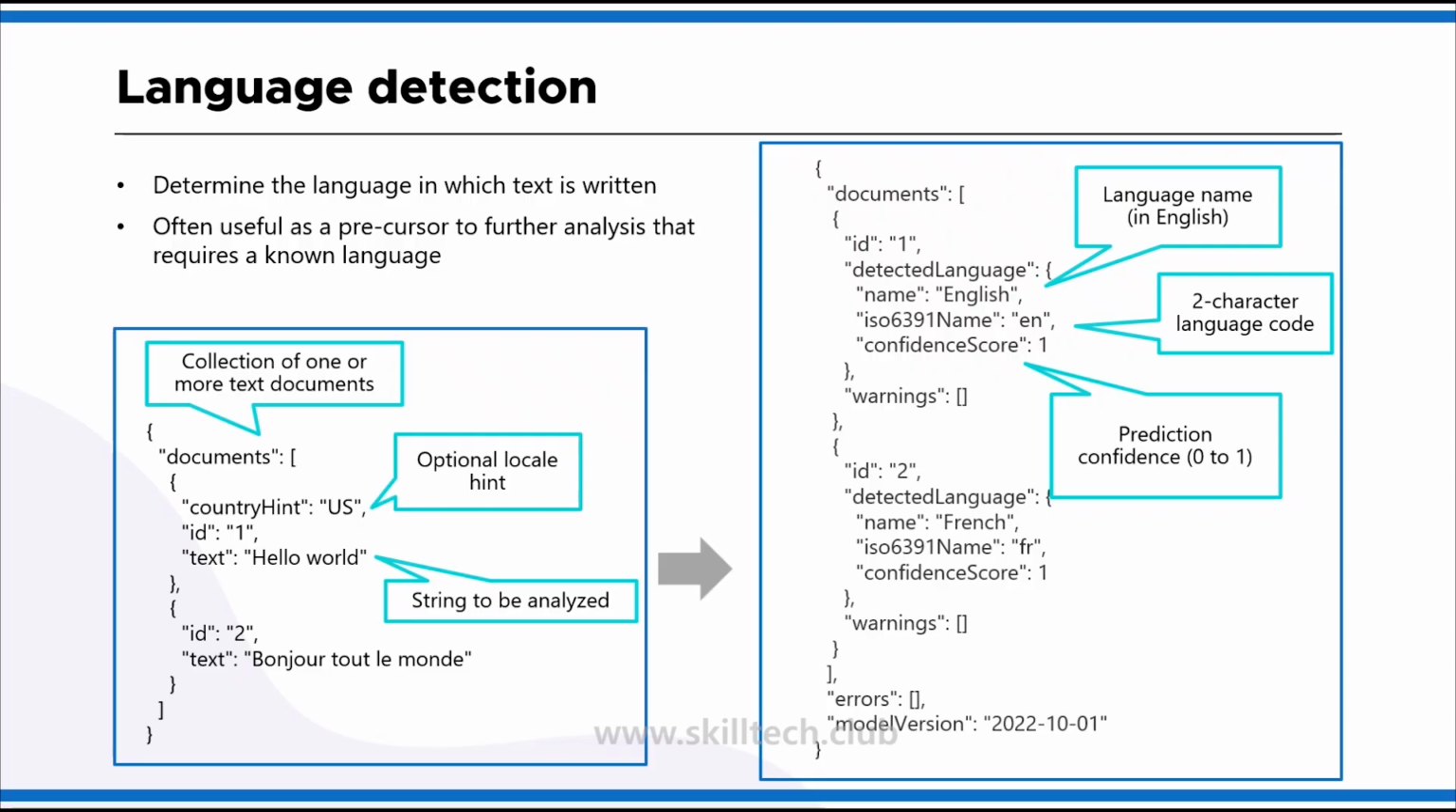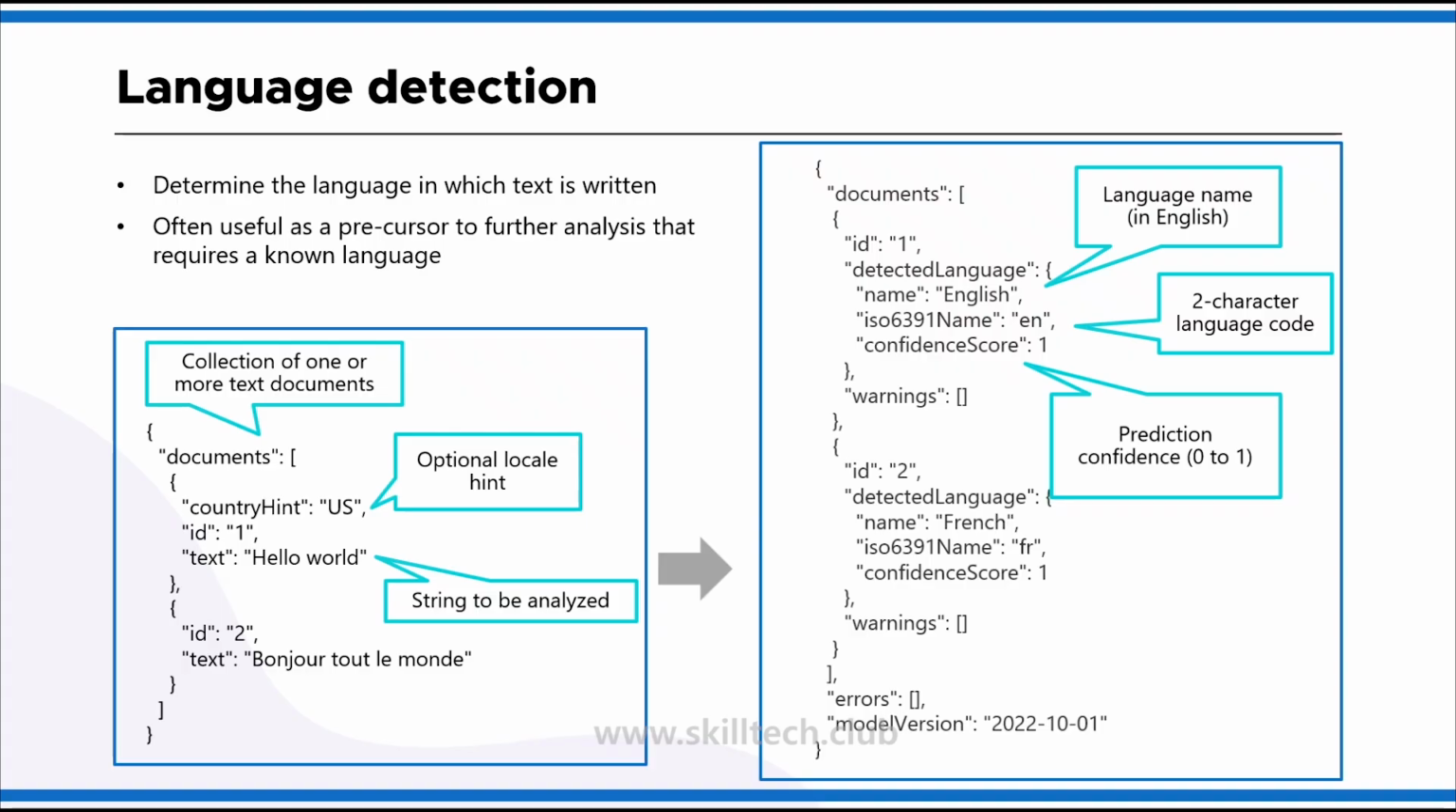Now, how is this language detection going to work? As you can see, language detection is going to determine the language in which that text is written. And we often use this as a precursor to further analysis that requires a known language. So obviously language detection is the first thing. Once we know the language, we'll be able to do further analysis based on that.